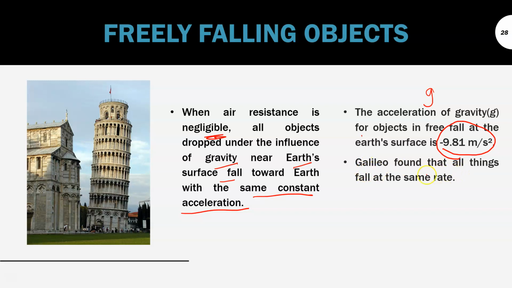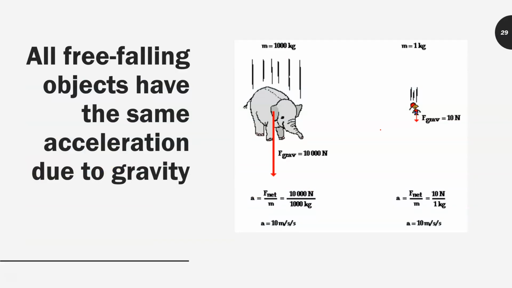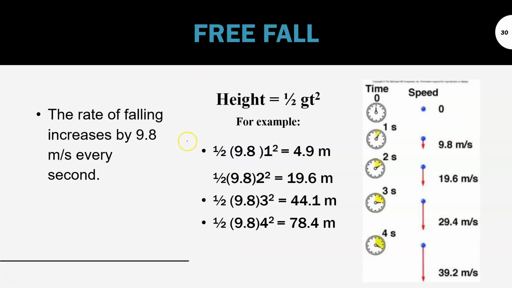Galileo found that all things fall at the same rate. So the ideal case where we can ignore air resistance is what we call free fall. Objects thrown upward or downward and those released from rest are all considered free falling. So as you can see, the rate of falling increases by 9.81 meters per second every second.